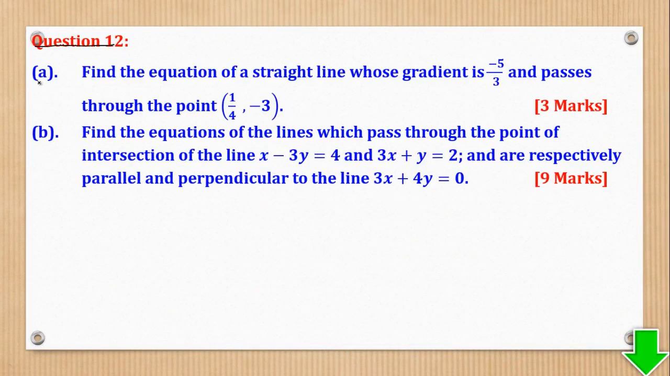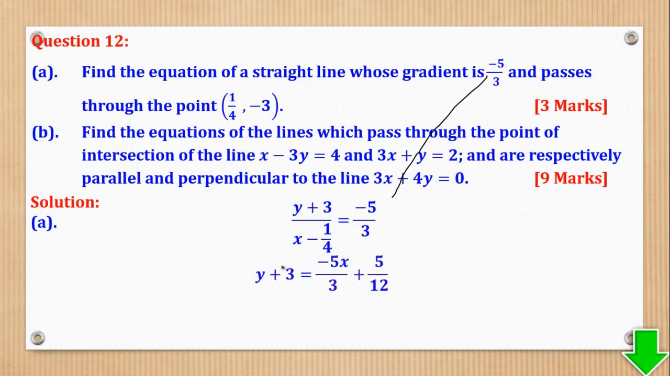Then question 12, part A says, find the equation of a straight line whose gradient is this and passes through point this. So the equation will be change in y over change in x equal to the gradient. Then cross multiply and simplify. So that's what they wanted.